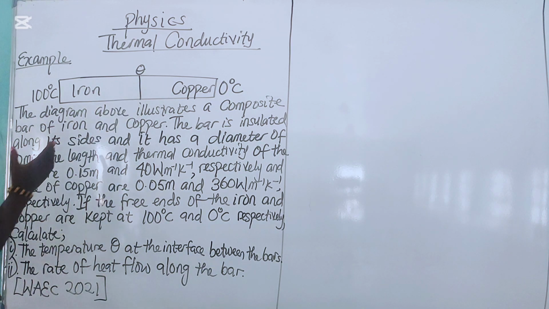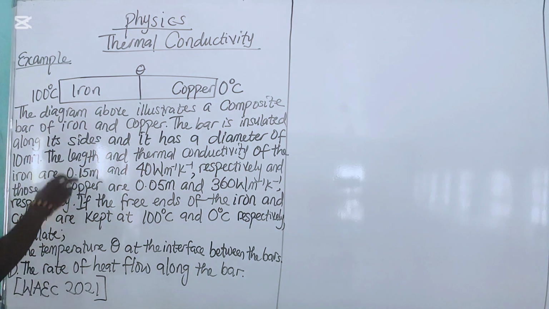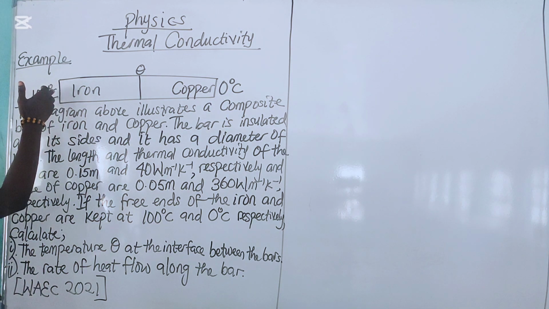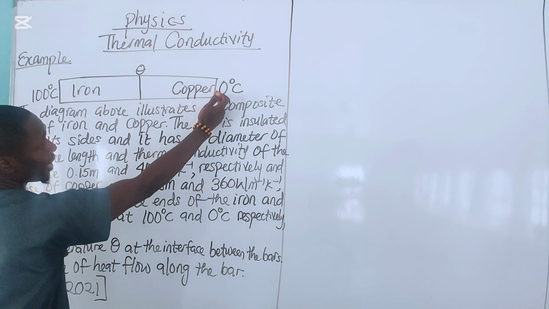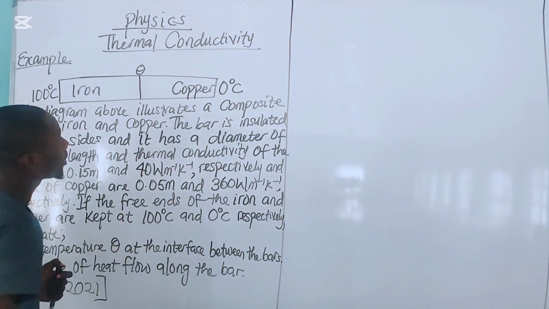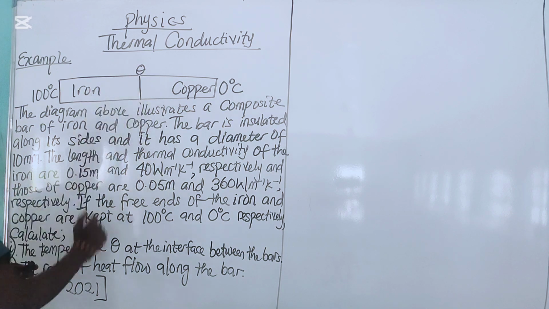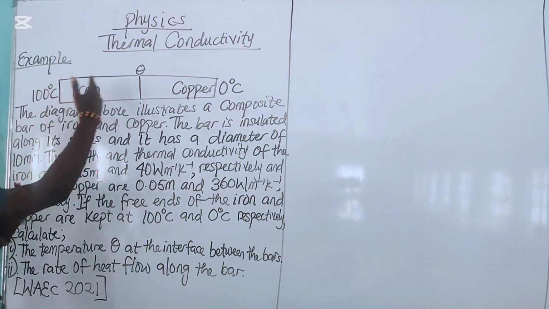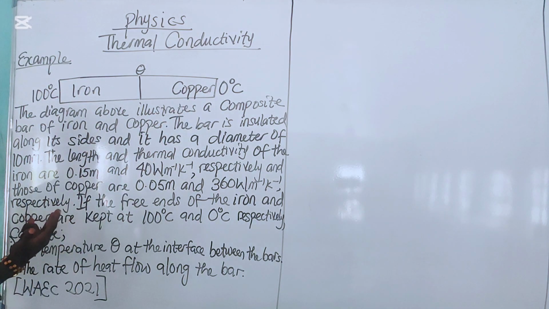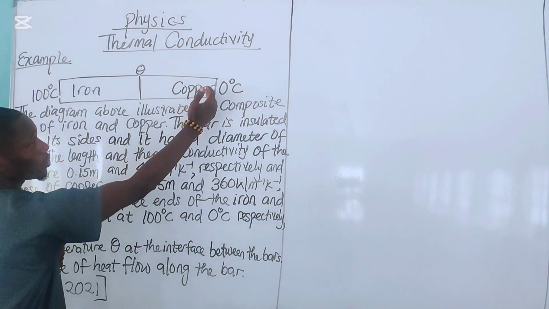Now we are told that it's a composite bar, comprising two different metals, iron and copper. This end of the iron is kept at a temperature of 100 degrees Celsius, and the other end of the copper is kept at a temperature of 0 degrees Celsius. And this is the interface or the boundary between the two metals. Of course, we know that this is at a higher temperature than this, so it's expected that heat is going to be transferred from this end of the iron, and then flow through the copper.